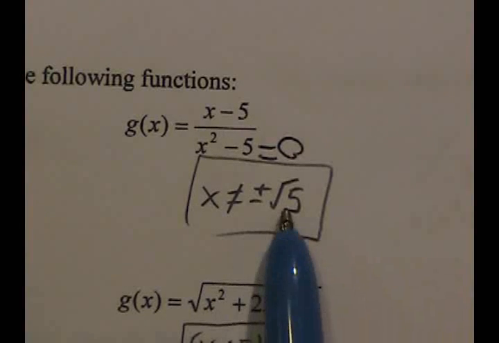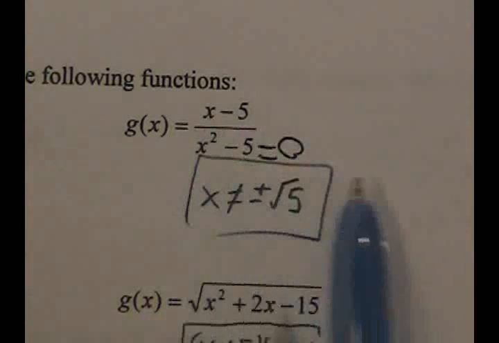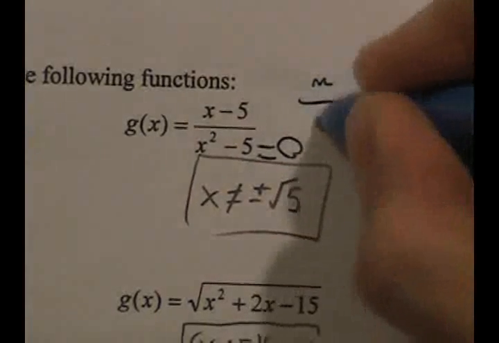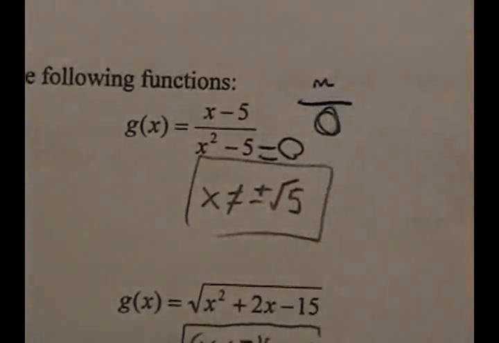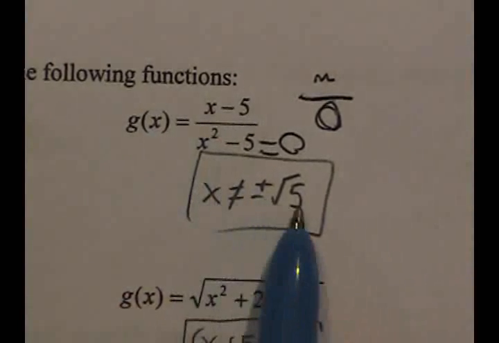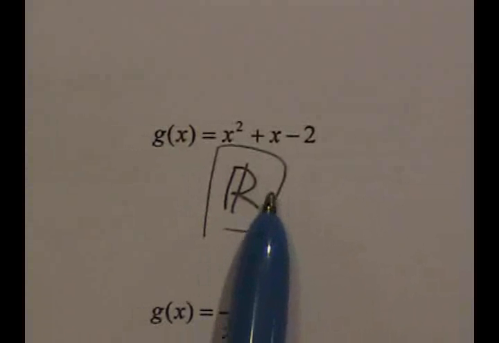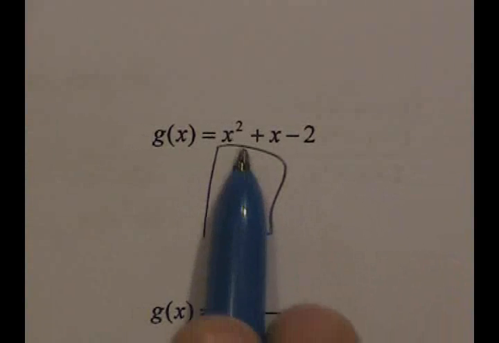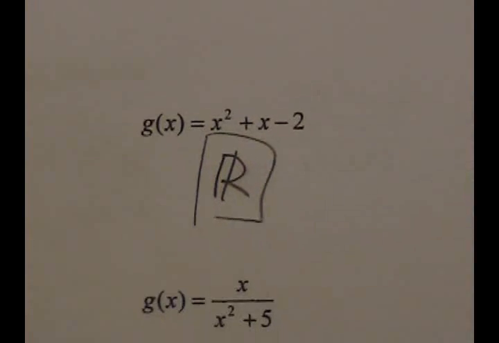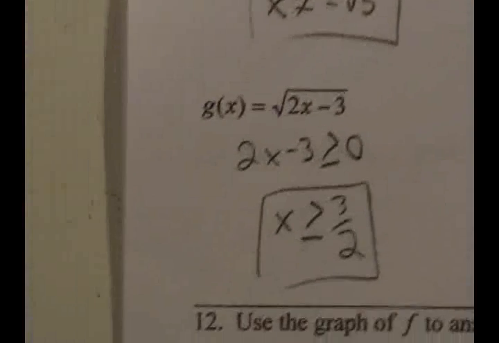Because if I try to plug these numbers in either case, I'm going to get a nonsense answer. I'm going to get some number divided by 0. And as soon as I write that, I know that I've done something wrong. So you can plug anything in here except for these two numbers. This one is fine because there are no fractions, there are no negatives, so you can plug any number in for x, and the output is always going to be some number no matter what you plug in.